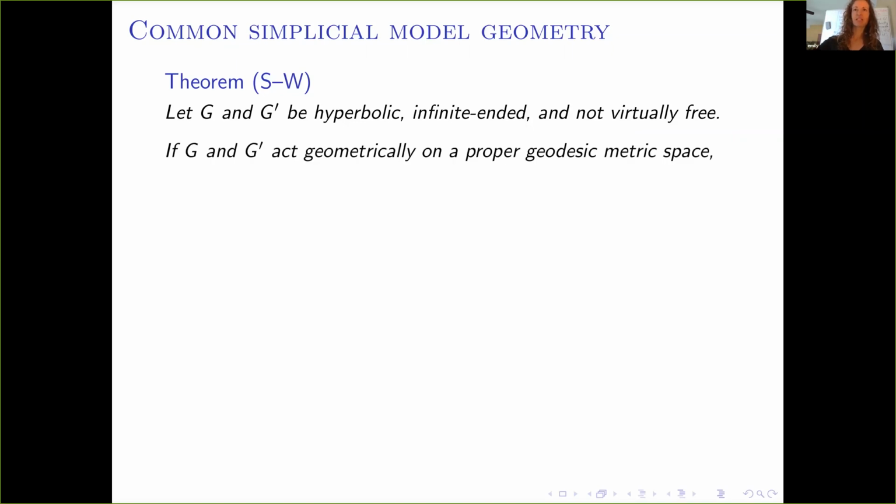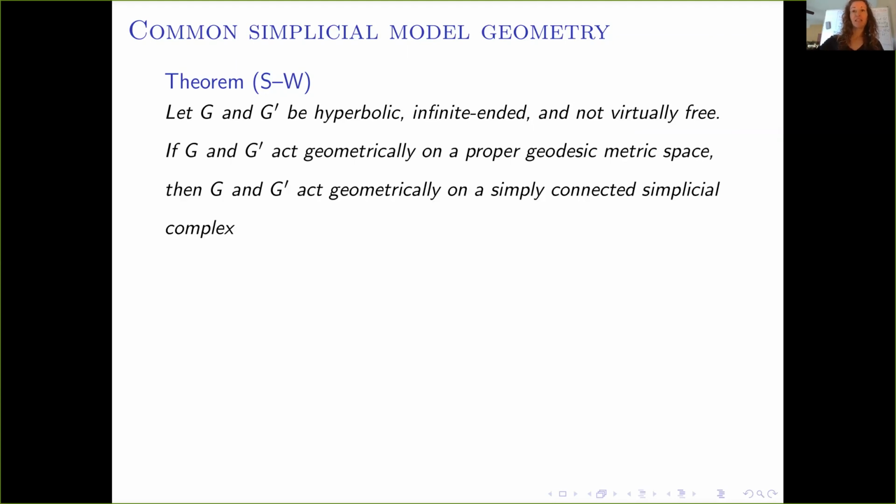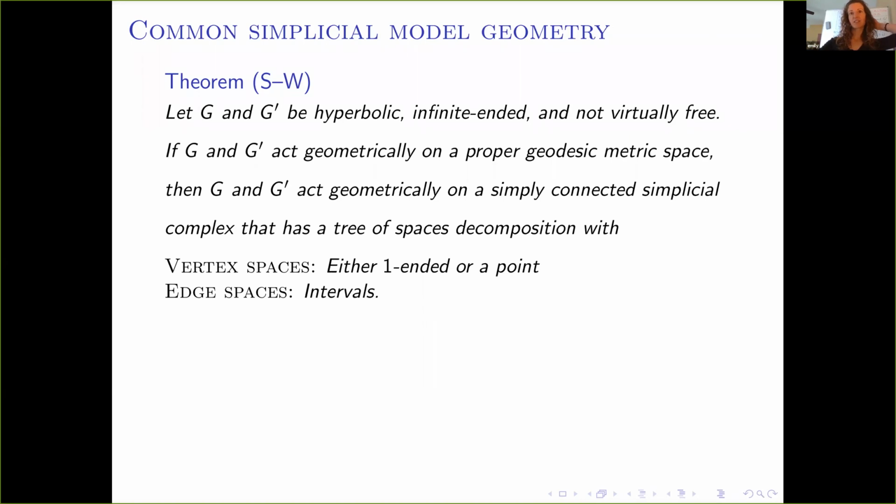And suppose that the groups G and G prime act geometrically on a proper geodesic metric space, meaning they have a common model geometry. Then the groups G and G prime act geometrically on a simply connected simplicial complex. So you can promote the model geometry to a simplicial complex. And in addition, this complex has a tree of spaces decomposition, where the vertex spaces are either one-ended or a point, and edge spaces are intervals.